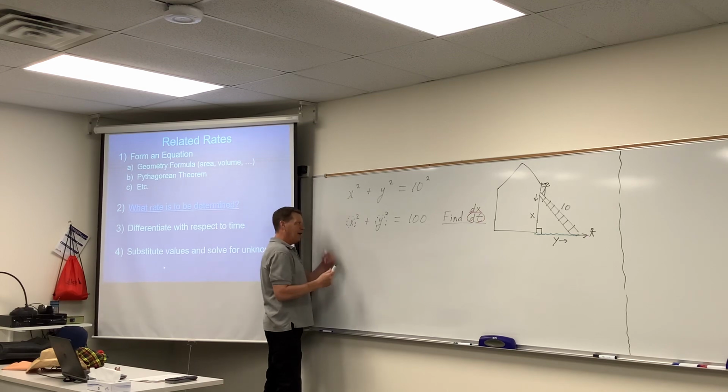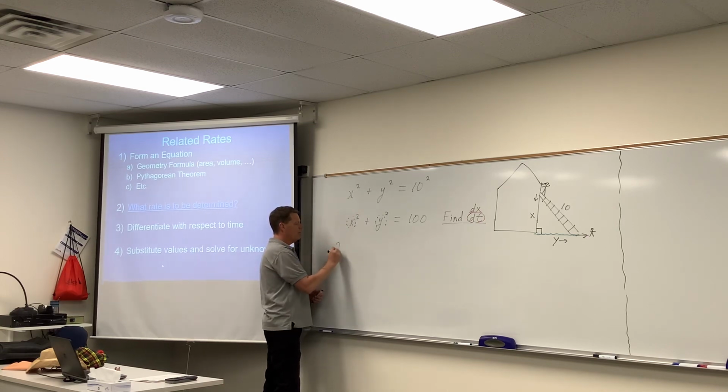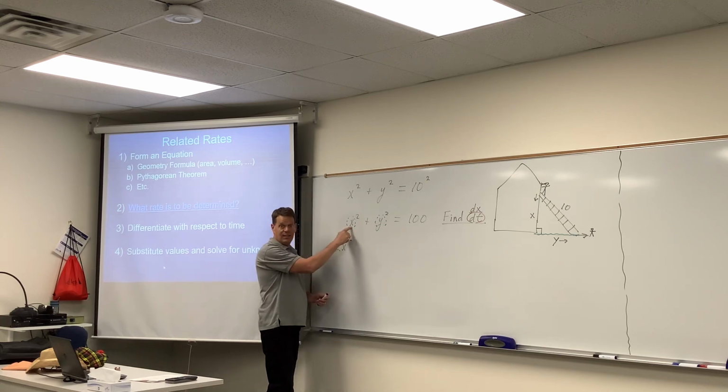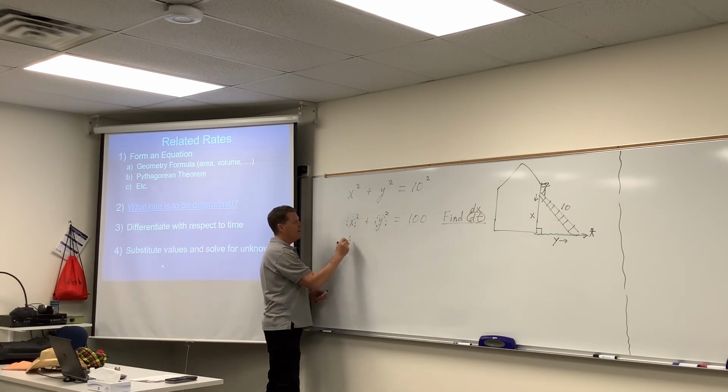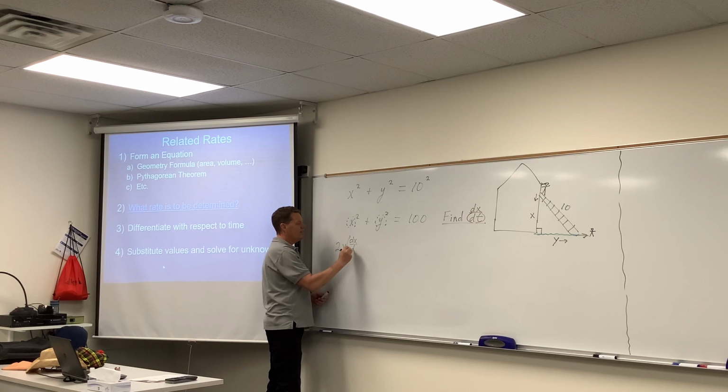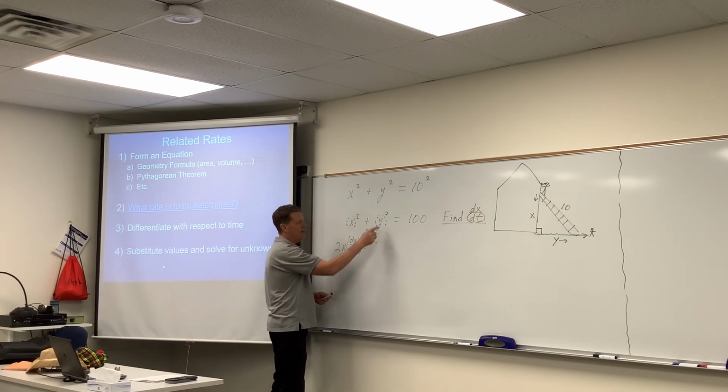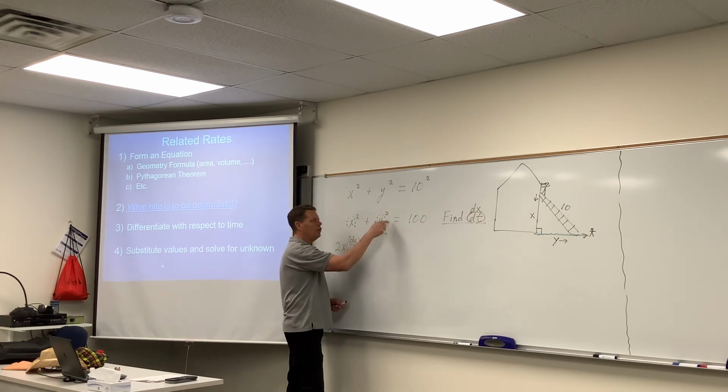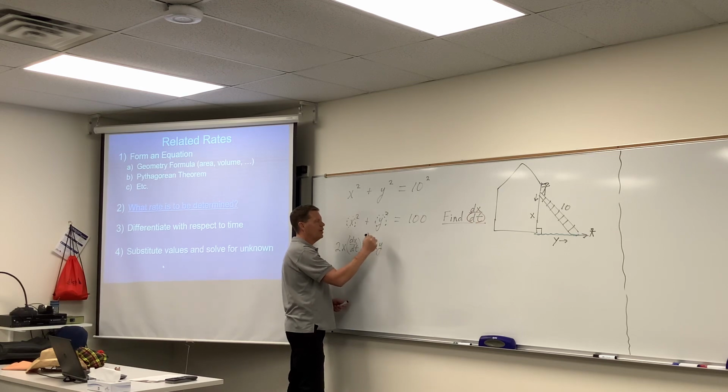But anyway, applying the chain rule to this, as we covered before spring break, 2x to the first power, and then we do what's inside with respect to time, so that would be dx/dt, all right? And then same thing here, power rule first, because that's outside the parentheses, and then dy/dt.